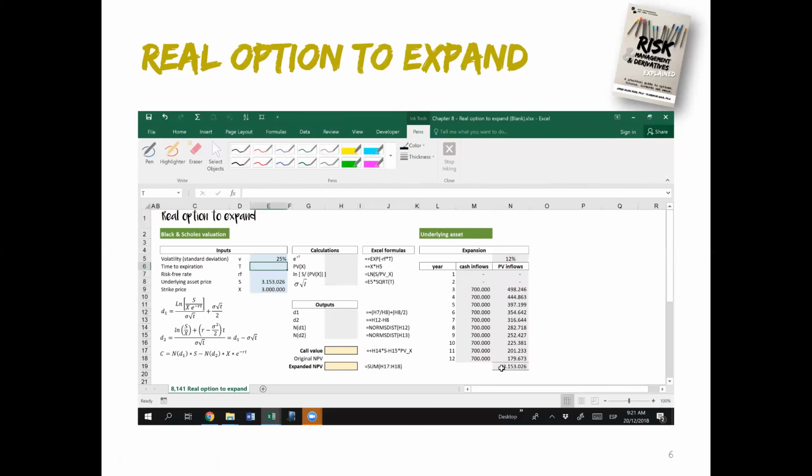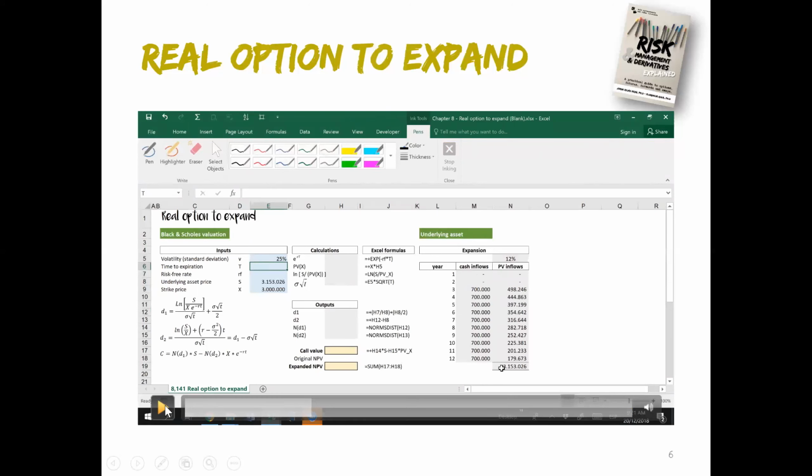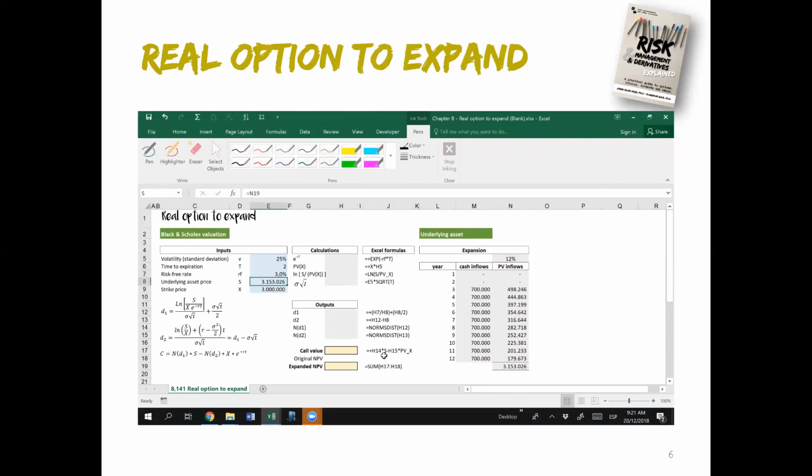Then the strike price or exercise price is 3 million. The secret here to differentiate those two numbers is that one of them is fixed, which is a strike, and the other one has volatility or is risky, and that's the underlying asset. That's the secret to separate the strike from the underlying asset in any option, in any real option at least. Okay, 2 years, 25% standard deviation, 3% is the return, the risk-free rate of return.